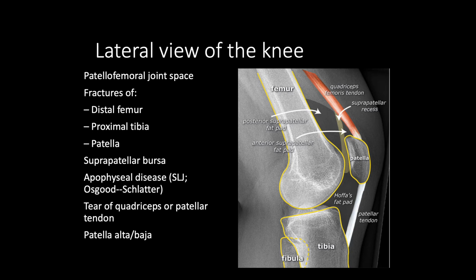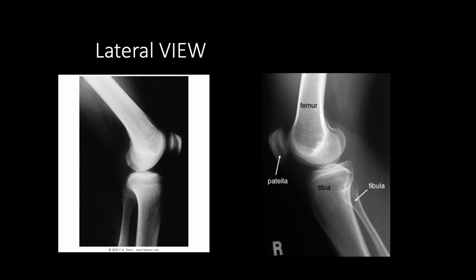So really looking like mostly fractures. You may see some tibial tubercle here with Osgood-Schlatter. Occasionally you'll be able to pick up some soft tissue disruption because the patella will be sitting in a different place because of tears of the quad tendon or patellar tendon. So here's an actual picture of it. So you can see the patella sitting out here, femur, tibia, and fibula here. So pretty basic views here.